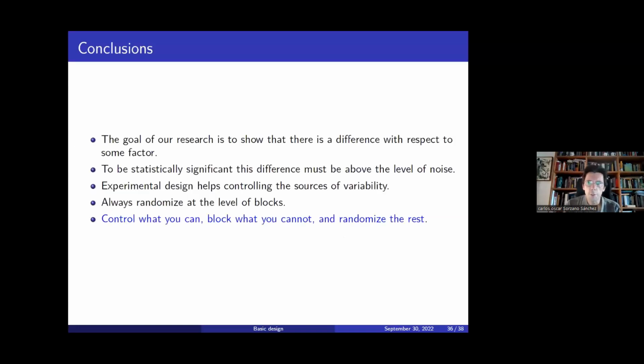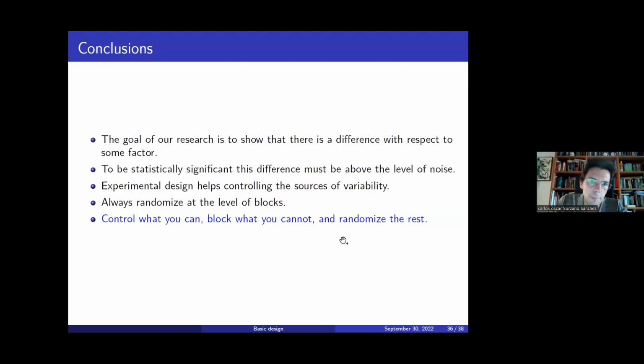So in conclusion, the goal of our research is to show that there is a difference with respect to some factor, typically the control and treatment. And to be statistically significant, this difference has to be above the level of noise. Experimental design helps controlling and identifying how much variability is caused by each one of these variables. You should always randomize at the level of blocks, so construct blocks that are as homogeneous as possible in terms of the blocking variables, and then there you randomize.